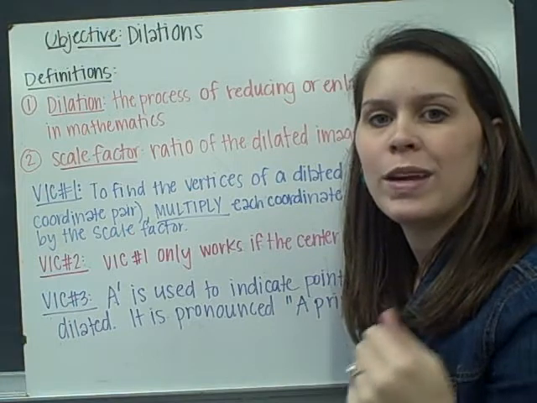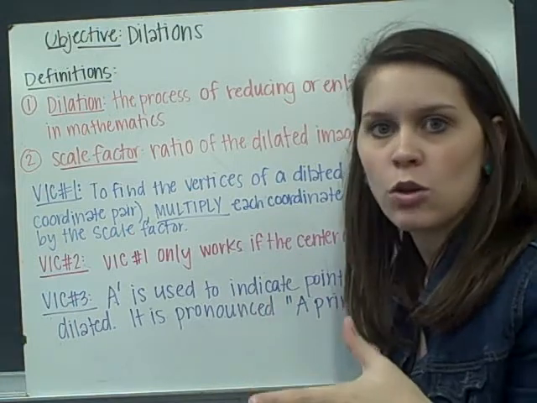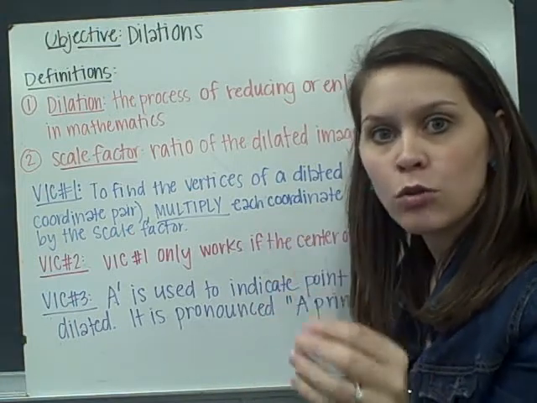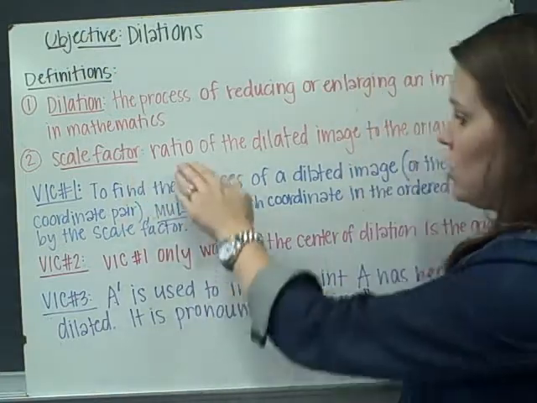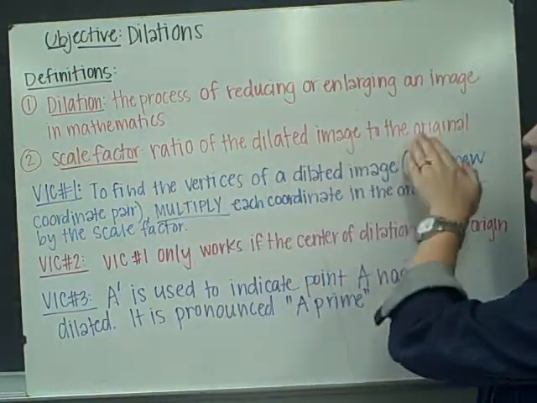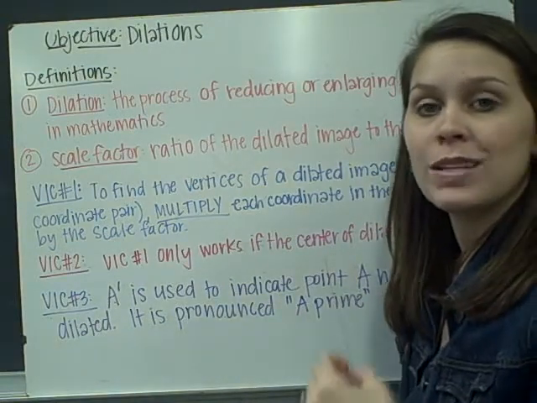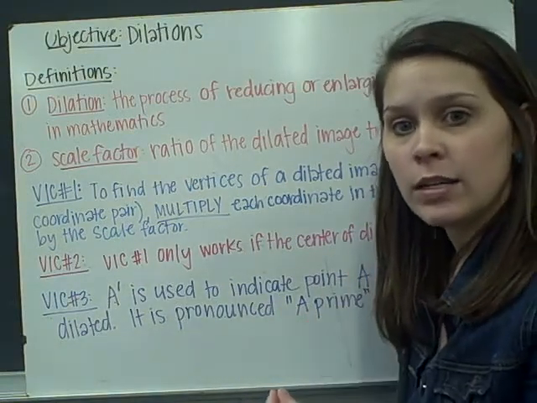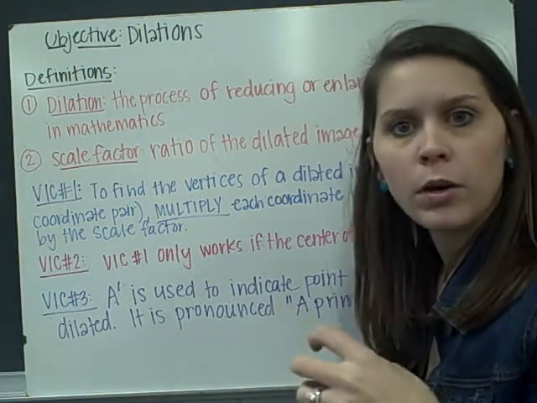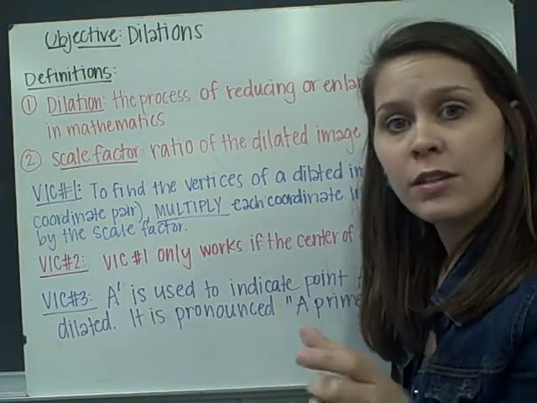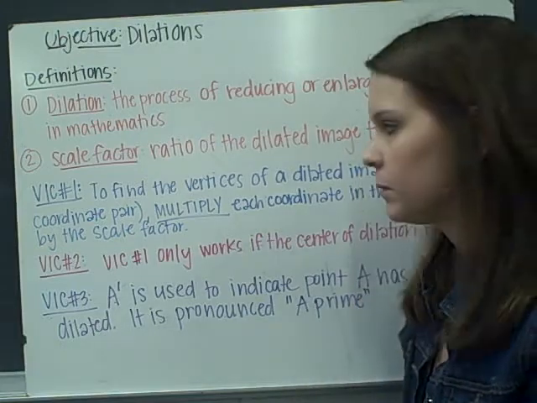So think about it that when we give you guys copies, it has 2 pages on one. We dilated, we shrunk the size of the paper to fit more. Scale factor is the ratio of the dilated image to the original. So how much it was increased or how much it was decreased. If your scale factor is 2 or 4, a whole number, then it's going to enlarge it. If it's a fraction, then you're making it smaller.